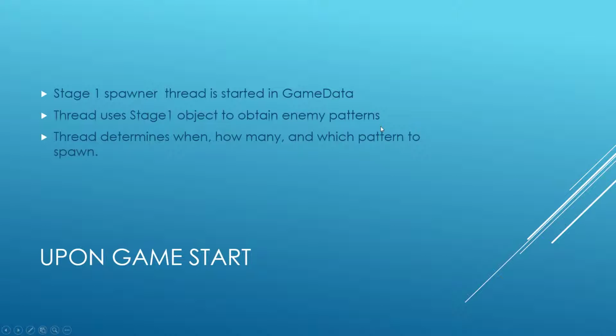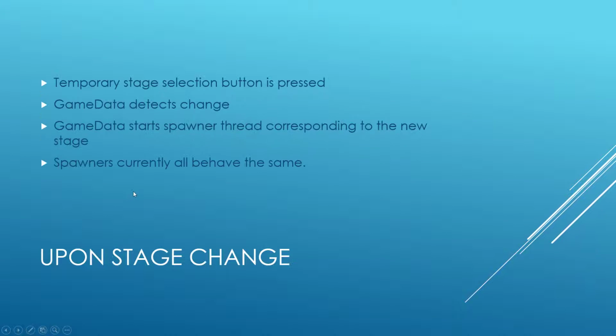So the thread is what determines how they appear, but the stage 1 object is what contains the enemy objects that have how they move. The thread just determines how they appear. And then when a stage changes through the temporary buttons, the game data detects the change, stops the spawner of the previous stage, and then starts the spawner of the next stage.